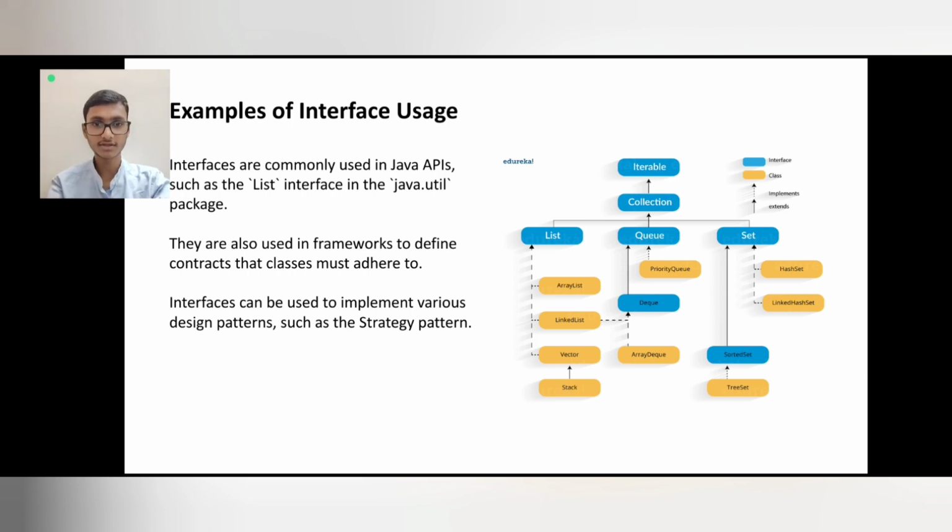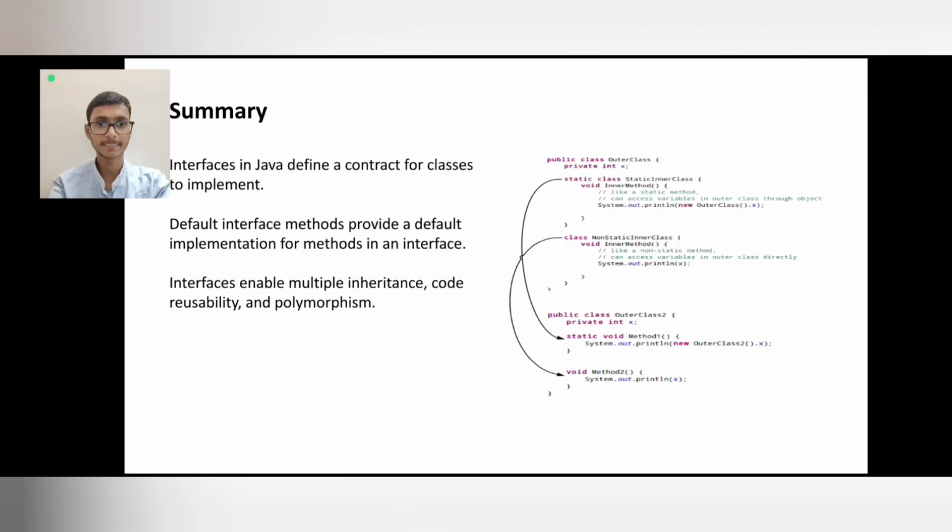Examples of interface usage. Interfaces are commonly used in Java APIs, such as the List interface in the java.util package. They are also used in frameworks to define contracts that classes must adhere to. Interfaces can be used to implement various design patterns, such as the strategy pattern. So here you can see various examples of interface usage.